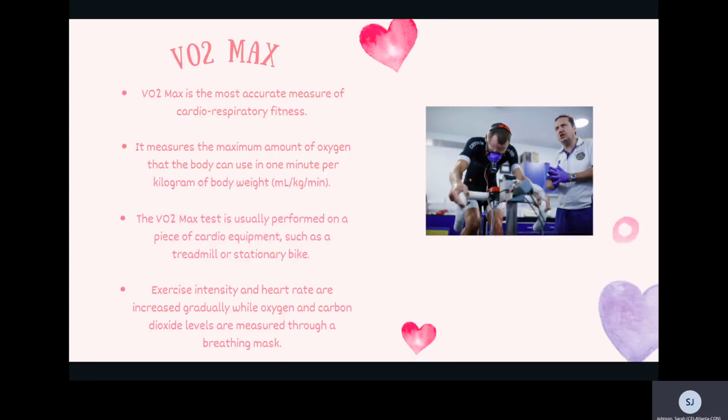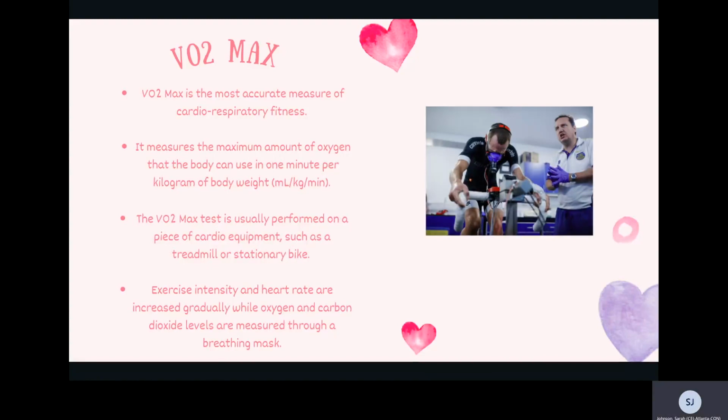All right. So the most accurate measure of cardiorespiratory fitness is the VO2 max. This measures the maximum amount of oxygen that the body can use in 1 minute per kilogram of body weight. So during exercise, the heart rate responds by increasing, which also means the delivery of oxygen to the body is also increasing. Because of this dependent relationship, VO2 max and heart rate are both valuable when assessing a person's cardiovascular fitness.